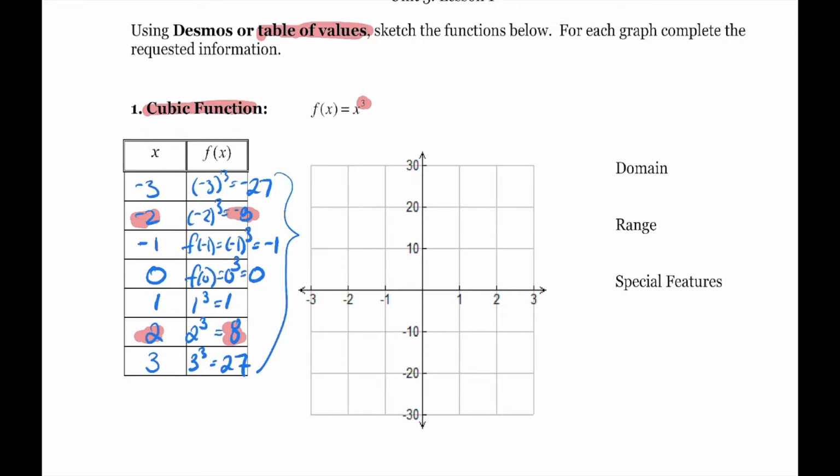So let's go ahead and plot these points. So we got 0, 0. Our grid is nicely labeled and scaled for us, because it's going to recognize that we have some pretty big y answers.